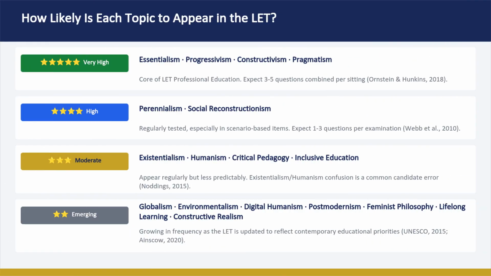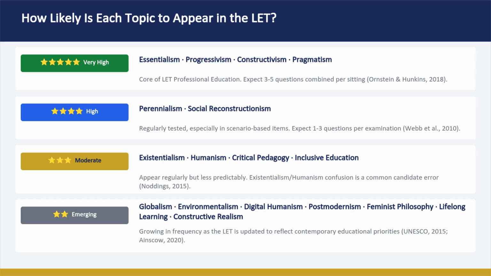Let's talk about where to spend your study time. Not every philosophy gets the same attention in the LET, so think of what follows as a priority list. At the top, in the very high group, you have Essentialism, Progressivism, Constructivism, and Pragmatism. These four show up almost every sitting, sometimes 3 to 5 times in a single exam, so they deserve your strongest focus. Next come Perennialism and Social Reconstructionism, which appear regularly but a little less often.